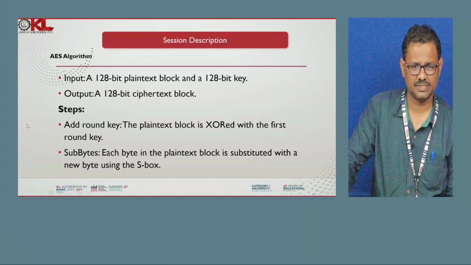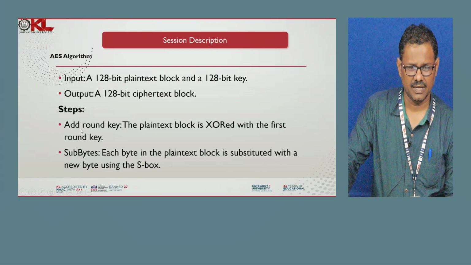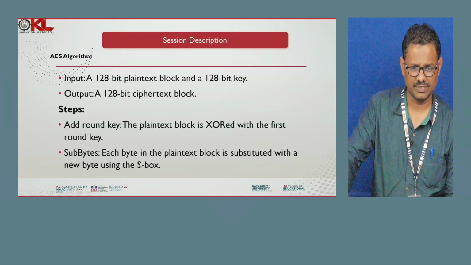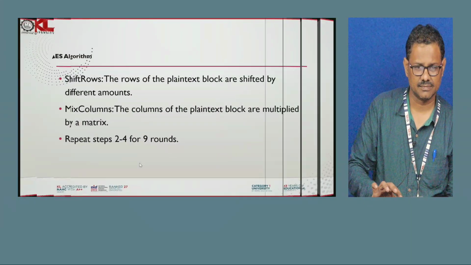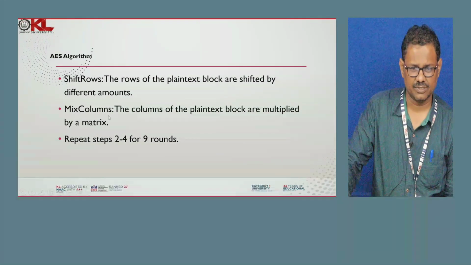AES algorithm: the input is a 128-bit plain text block and a 128-bit key. The output is a 128-bit ciphertext block. Steps: Add round key, the plain text block is XORed with the first round key. Sub bytes, each byte in the plain text is substituted with a new byte using the S-box. Shift rows, the rows of the plain text block are shifted by different amounts.